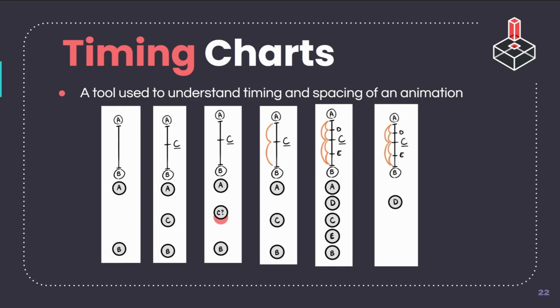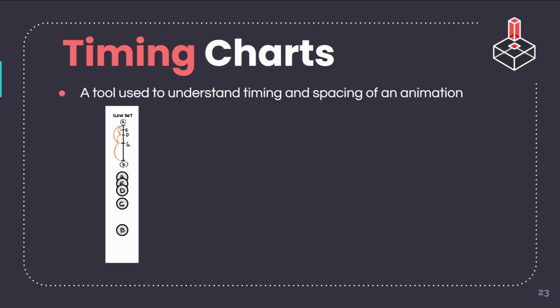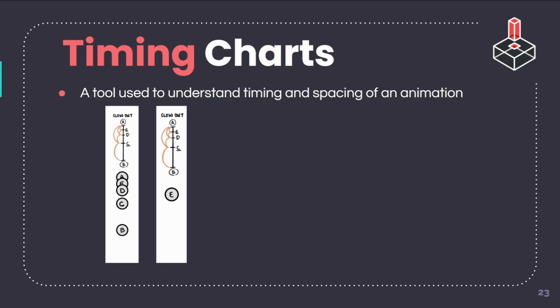So now let's take our timing chart and reorganize a few notches. Notch C is still the midpoint of A and B. D is still the midpoint of A and C, but now E is the midpoint of A and D. This is how slow out is done, where the more frames are added at the beginning, the more they show acceleration before speed up. So now the opposite here.